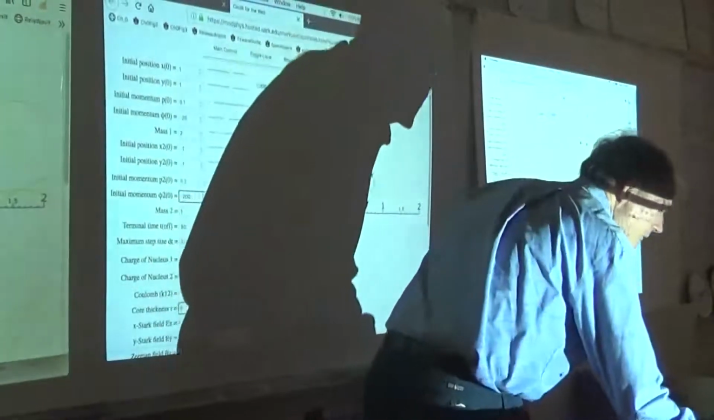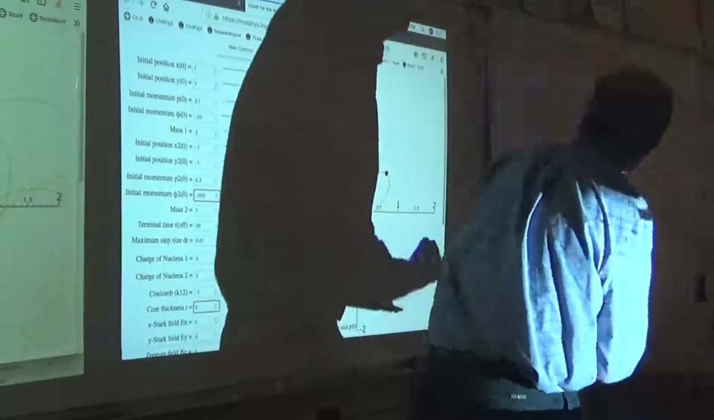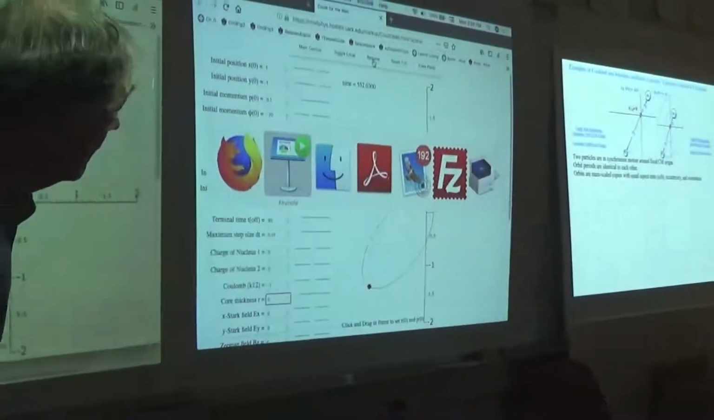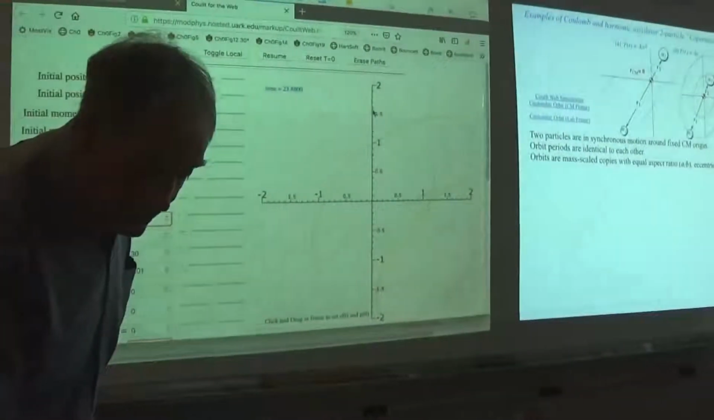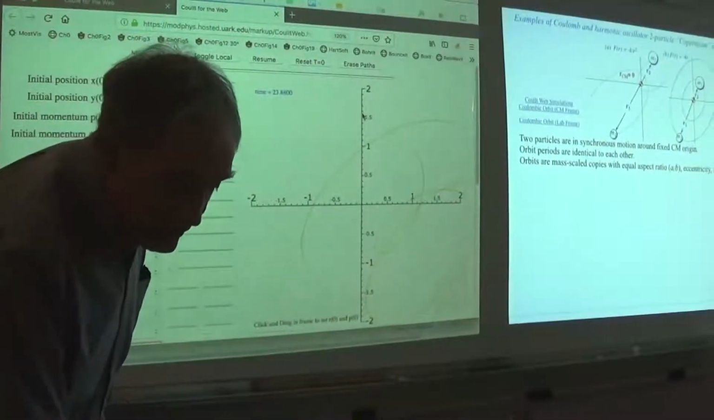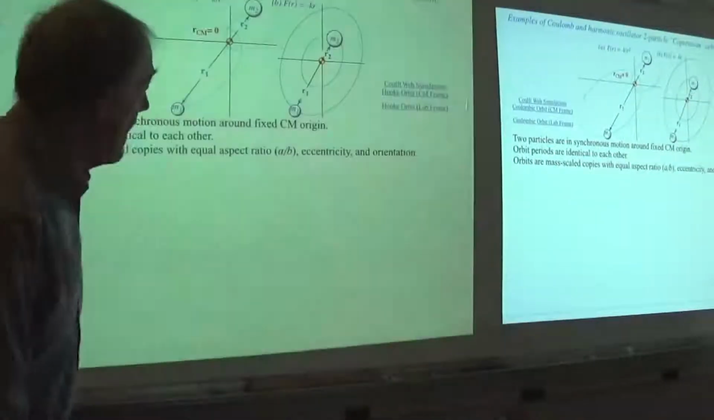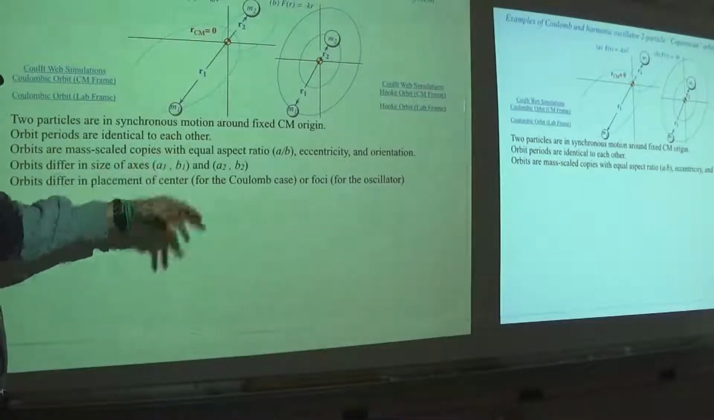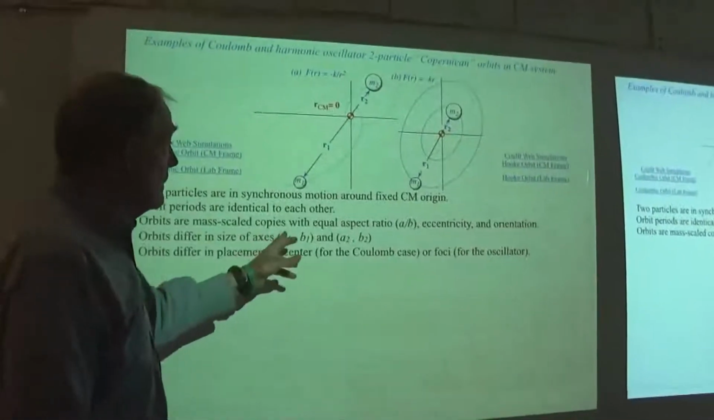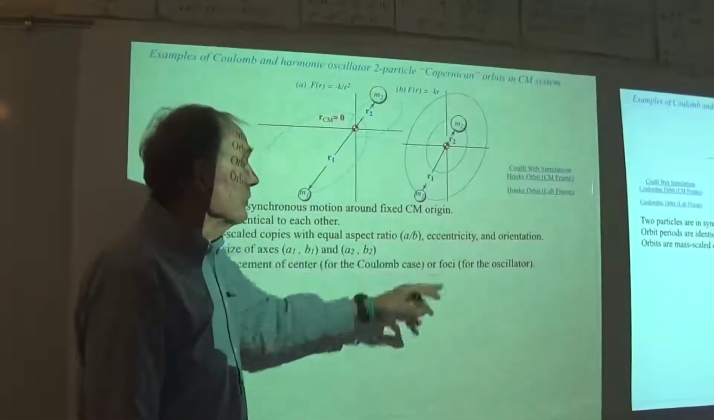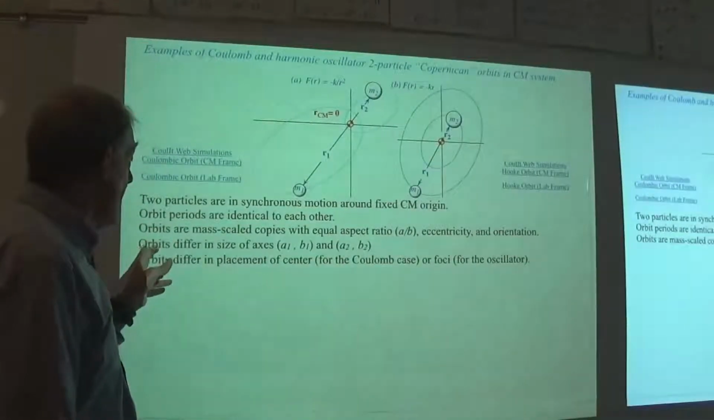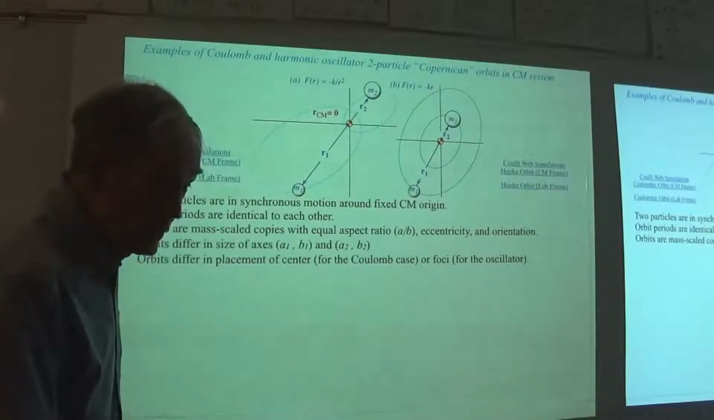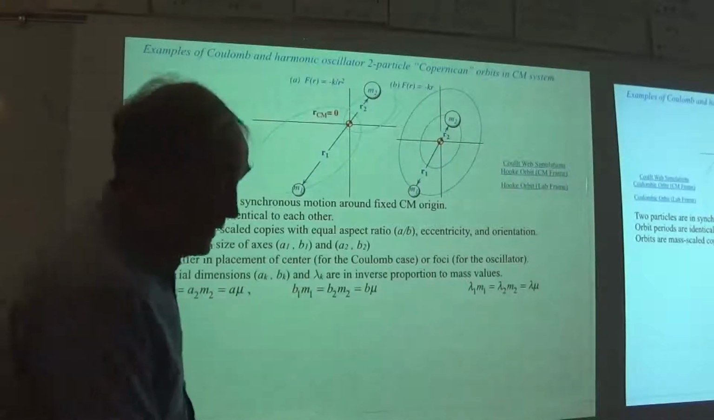Now, that means I have to bring it back home here and do the same with this one. And while we're at it, as well for this one here. Okay, so let's just quickly go through what goes on here. The orbits are mass-scaled copies. Equal aspect ratio, but eccentricity and orientation, those are all the same. But these guys are getting rescaled. And that's really what this boils down to.